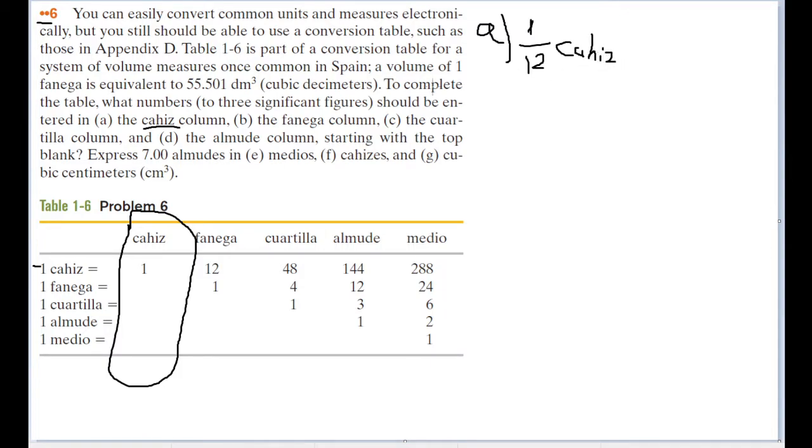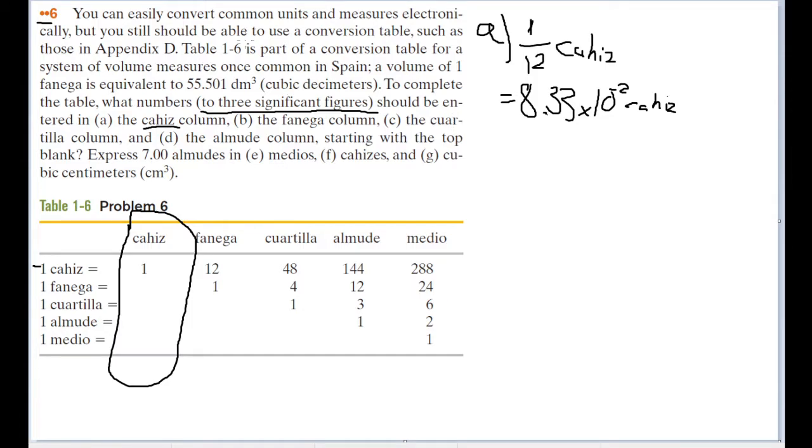Though the question does also add the additional requirement that this has to be written to 3 significant figures. So just plug that into your calculator and then round to the 3 sig figs, and it'll come out to be equal to 8.33 times 10 to the negative 2 cahizes.